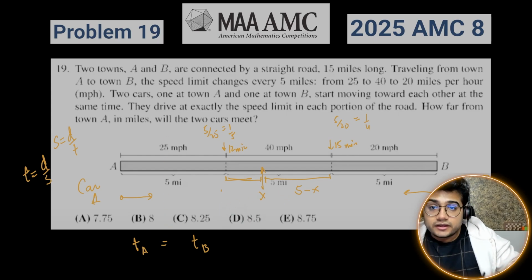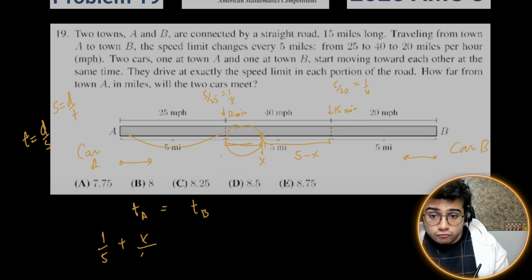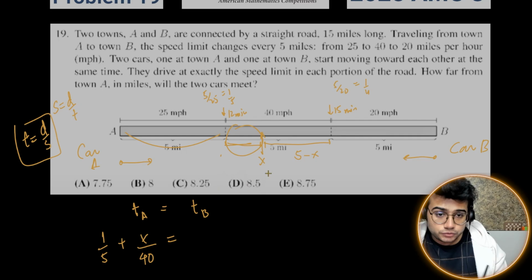As we already figured out some part of it, car A travels this distance in 12 minutes. Actually we should keep it in hours. So it travels that distance in 1/5 of an hour, plus how much time does it take to travel this part of the journey? It will be x miles at 40 miles per hour. Again, remember, time is distance divided by speed, and that should be equal to car B traveling this section, which it does in 1/4 of an hour.